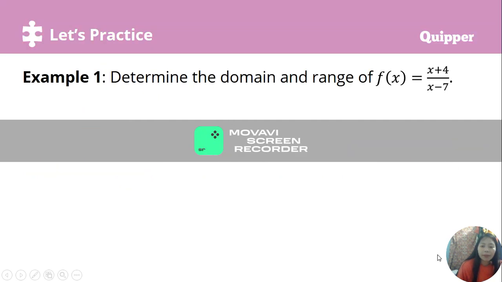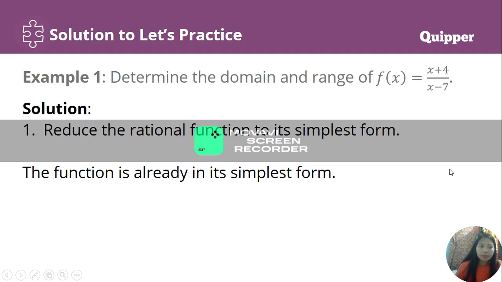So we have an example. For example, determine the domain and range of f of x equals x plus 4 over x minus 7. Domain is x, range is y. So our domain, if we answer it in set builder form, we will use D equals the set of x such that x, and so on. How do we find the x? You have to first find the x value in the denominator that makes the fraction undefined. So this is now our first step. Solution: reduce the rational function to its simplest form.